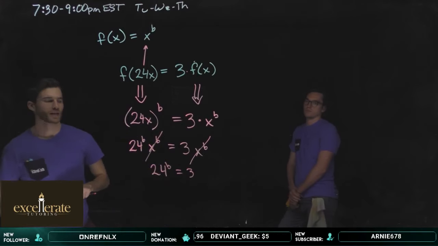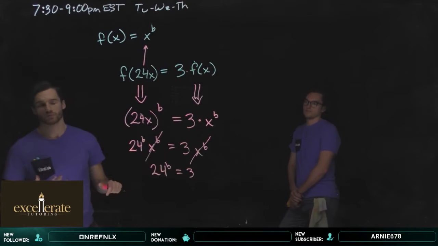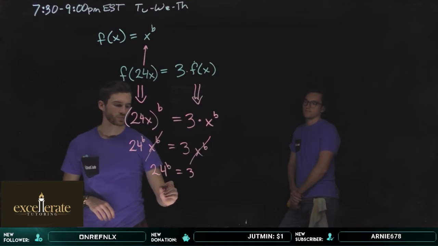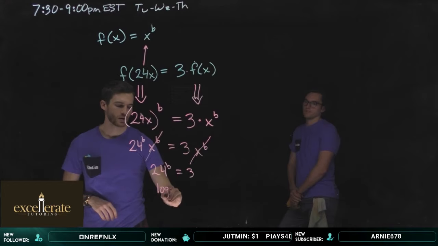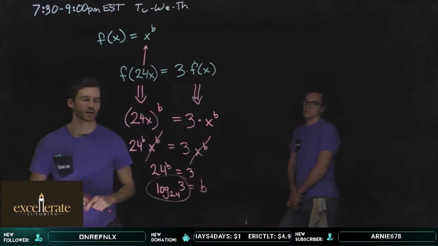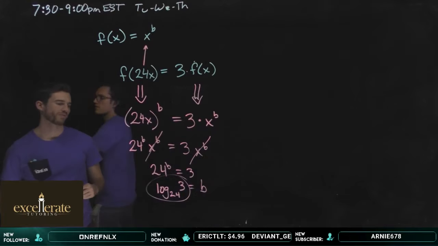You can do this on your calculator if you have it. That's about it. Log. Right? Or you can do the log. Well, regardless, you kind of have to do the log. So this would be the log base 24 of 3 equals b. So you just throw that in there and you'll get your answer. What do you get?